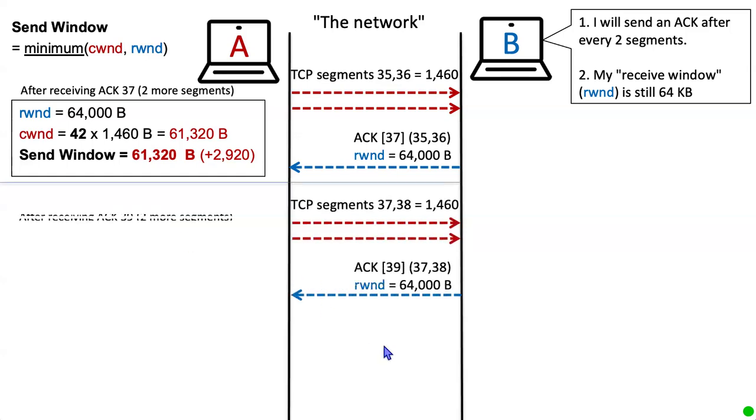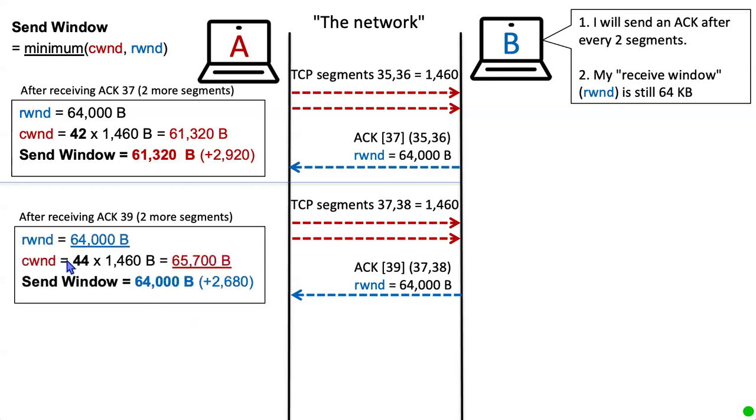Now we get an acknowledgement. Now look, our congestion window has now gone above our receive window, 65,720 bytes. So remember that our send window is going to be the lesser of the 2 values. So instead of increasing by 2 maximum segment sizes, it's going a little less because we have to keep it under the minimum between the congestion window and the receive window. Remember, that's what our send window is, the minimum of the congestion window and the receive window.